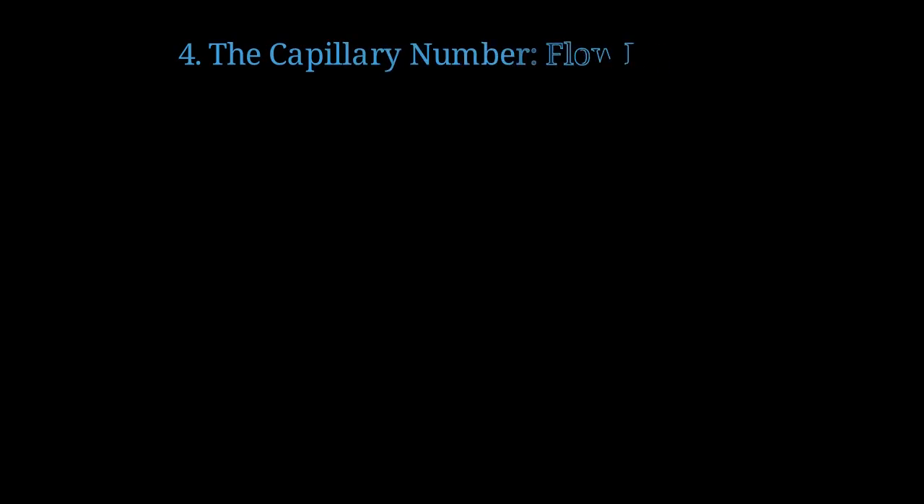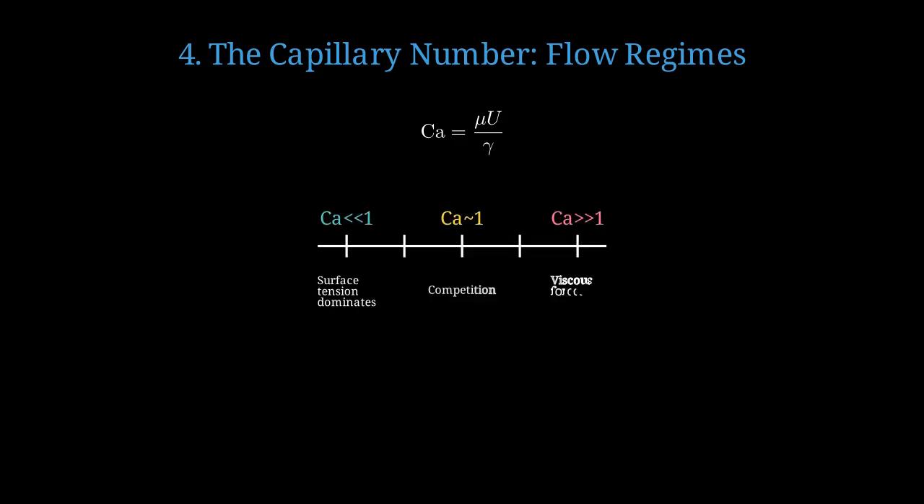The capillary number tells us whether surface tension or viscous forces dominate fluid motion. The capillary number equals viscosity times velocity divided by surface tension. When Ca is much less than 1, surface tension dominates. When Ca is much greater than 1, viscous forces dominate. At Ca near 1, they compete.